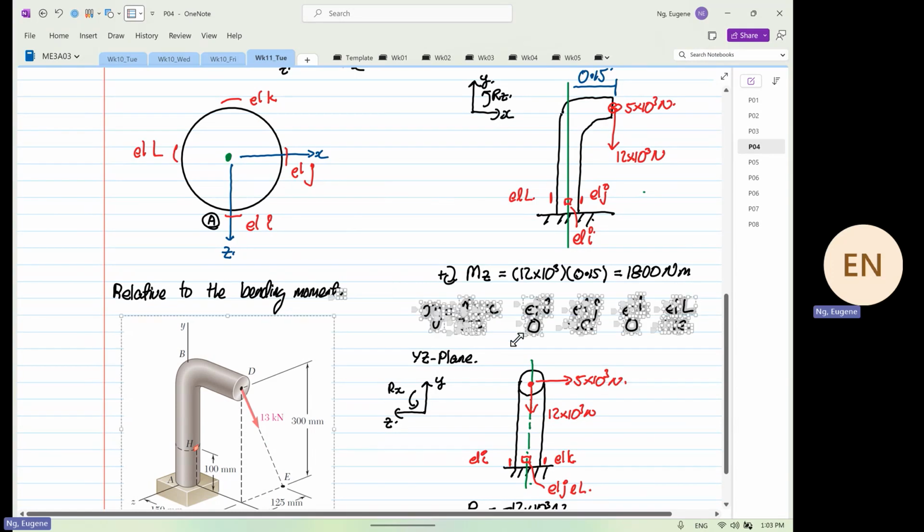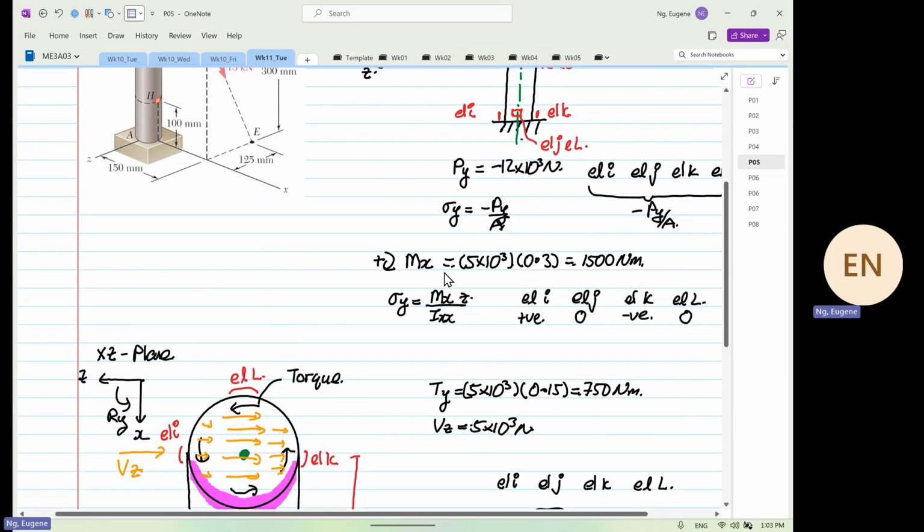This formula. Okay, so this is due to moment about Z. So now you compile everything now.